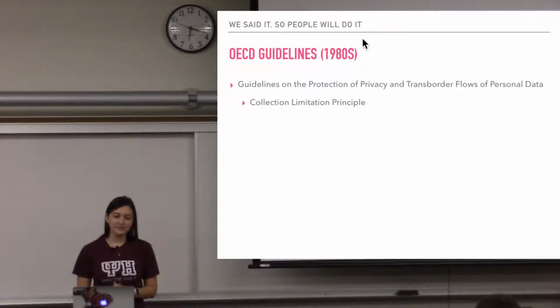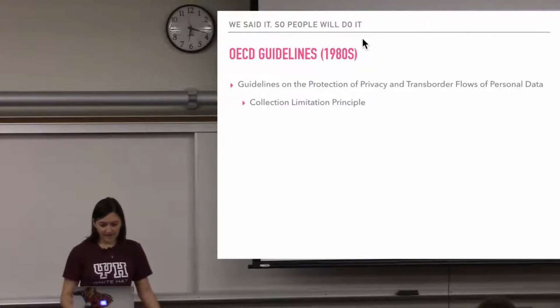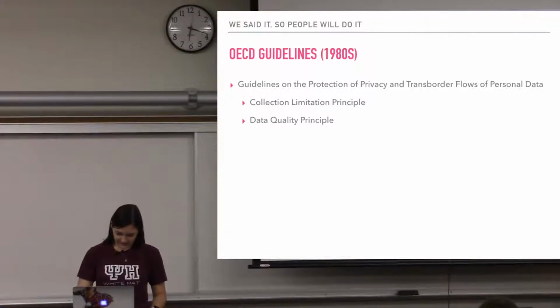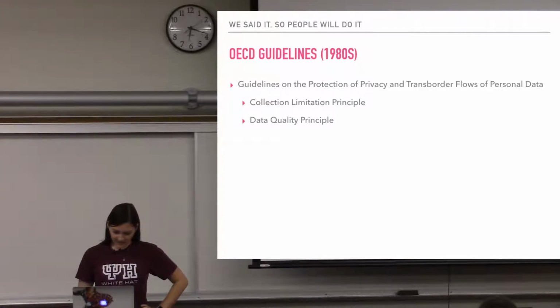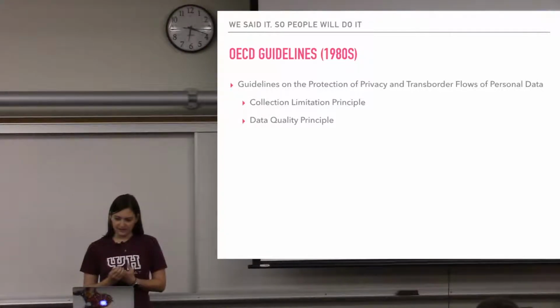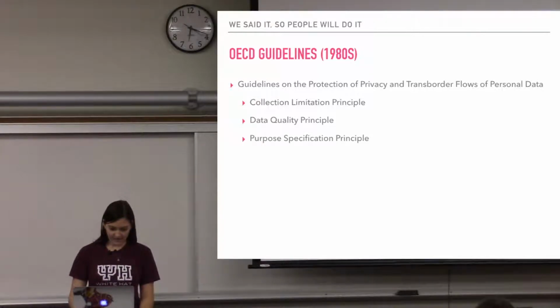Okay, so here's what they are. The first one is the collection limitation principle. This is basically limiting the collection of data to data that you need, information that's relevant for whatever your company does or your website does. The next one is the data quality principle. I wrote this one down because I thought it was interesting. It's the full wording of it: personal data should be relevant to the purposes for which they are used, and to the extent necessary for those purposes should be accurate, complete, and kept up to date. So basically, any data that you collect should be useful and accurate. You shouldn't just collect random garbage.